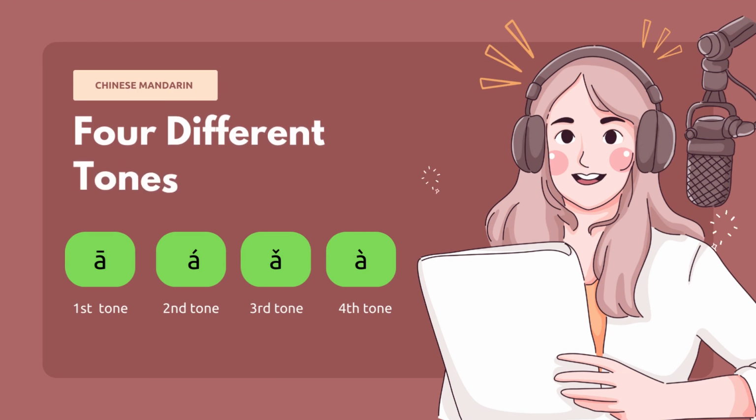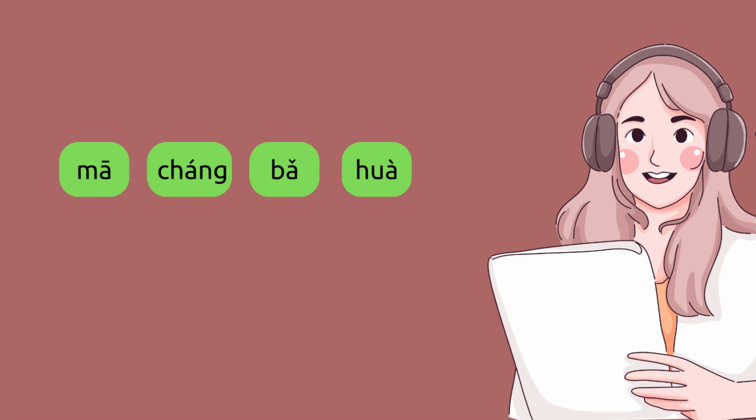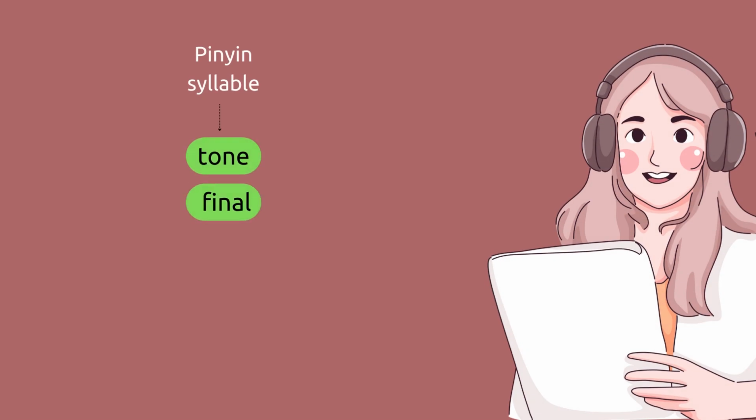Now let's take a look at Chinese tones. There are 4 different tones in Chinese: the first tone, the second tone, the third tone, and the fourth tone. Let's take a look at some syllables that have initials because they are the more common ones. Ma, chang, ba, hua. But there are also some zero initial syllables.